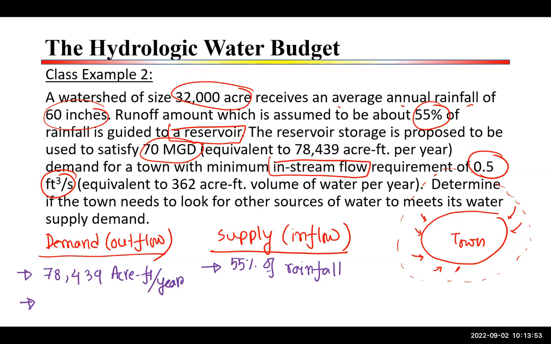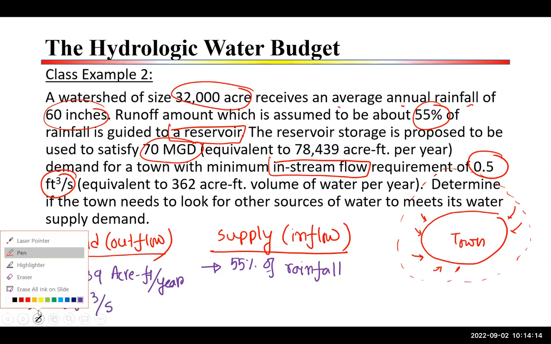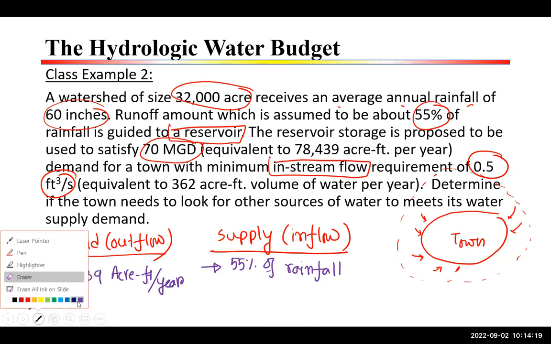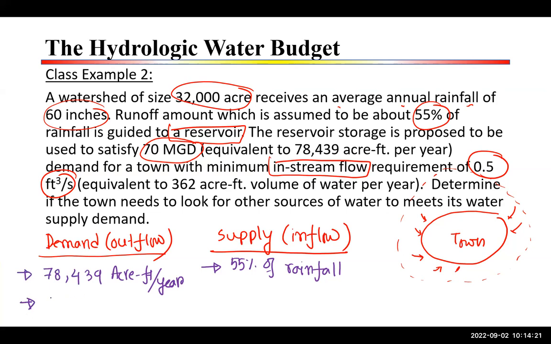Read the question. Right now, 0.5 cubic feet per second. In addition to that 70 million gallon per day, they have an in-stream flow requirement also, which is 0.5 feet cube per second. Oh, I don't need to write down that one. Okay, so that will be 360 acre feet per year.